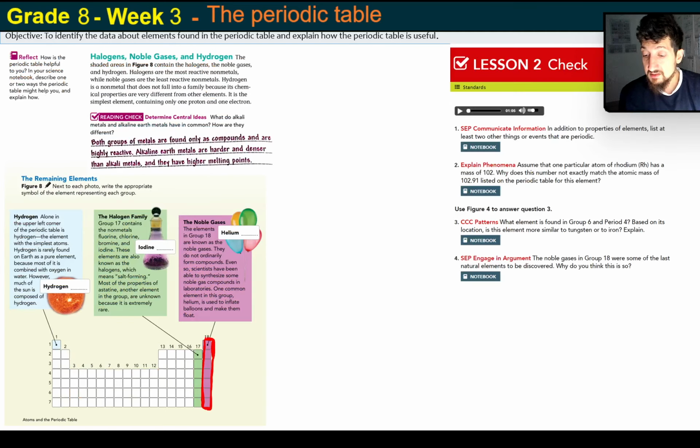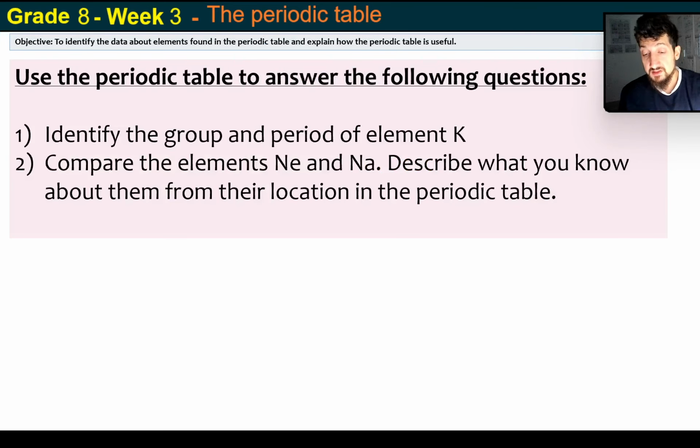Okay, so as far as you're concerned, that's all you need to know for now, is that you need to be able to identify the group and the period. So which group is it in? Group 1 and period 4.